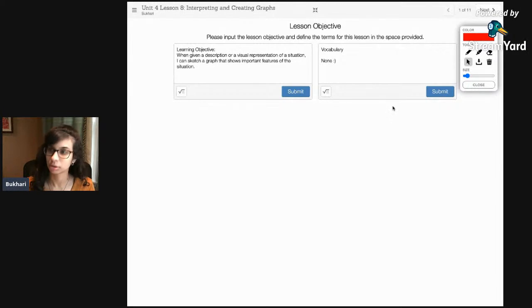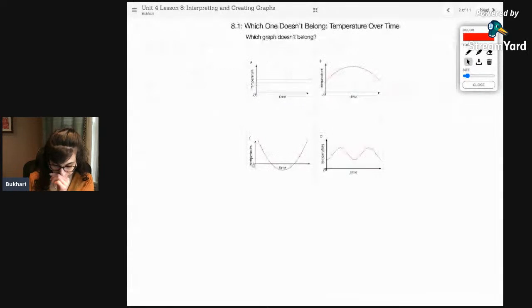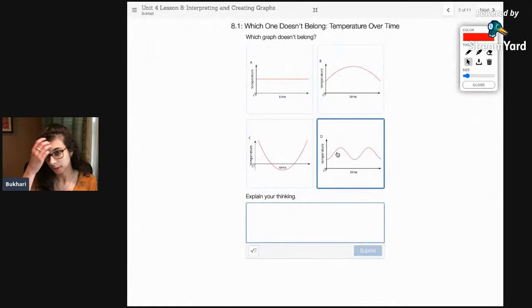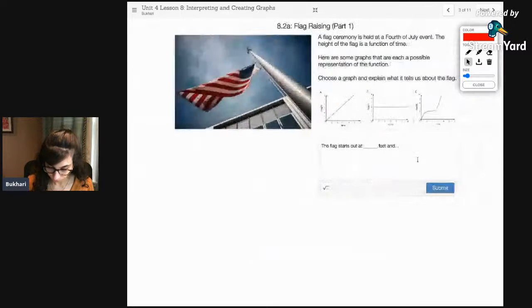No new vocabulary today because we're really applying what we've done through lesson 6 and lesson 7. The first activity is "Which One Does Not Belong." Click the graph where you think it does not belong and explain what you are thinking. As always, this is a time to develop your language, and they all don't belong for different reasons, so there's no absolute correct answer here.